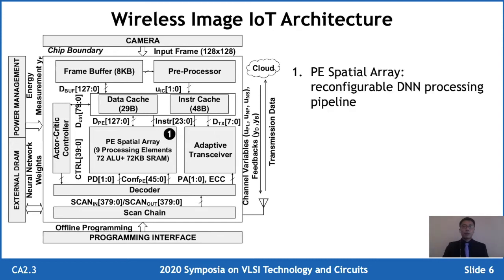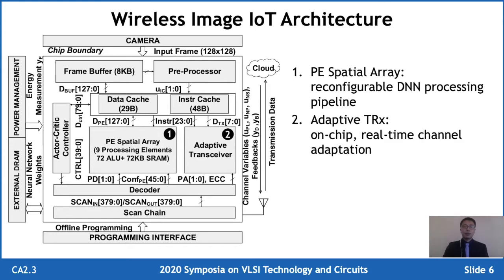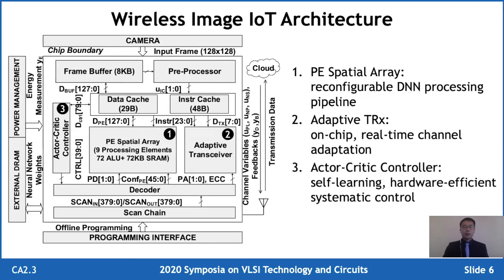First, we have a processing element array. This processing element array is to provide reconfigurable deep neural network acceleration pipeline for image processing algorithms. Then we have an on-chip adaptive transceiver. This is to achieve data transmission with real-time, low-cost on-chip adaptation to wireless channel conditions. Finally, we have an actor critical controller, which features self-learning, low latency, low overhead system control. Now let's talk about the circuit details of these three major modules one by one.